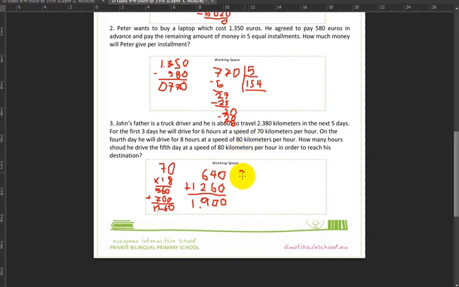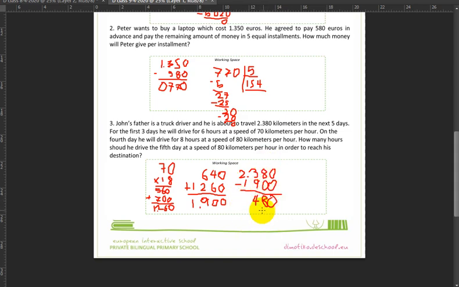And he needs to get to 2,380. We need to find the difference between these two numbers to see how much he's got left. So we need to do 2,380 minus 1,900. Going to have a 0 here, an 8 here, and there's going to be a 4 here. And this is going to be 0, so we can avoid writing it all together.